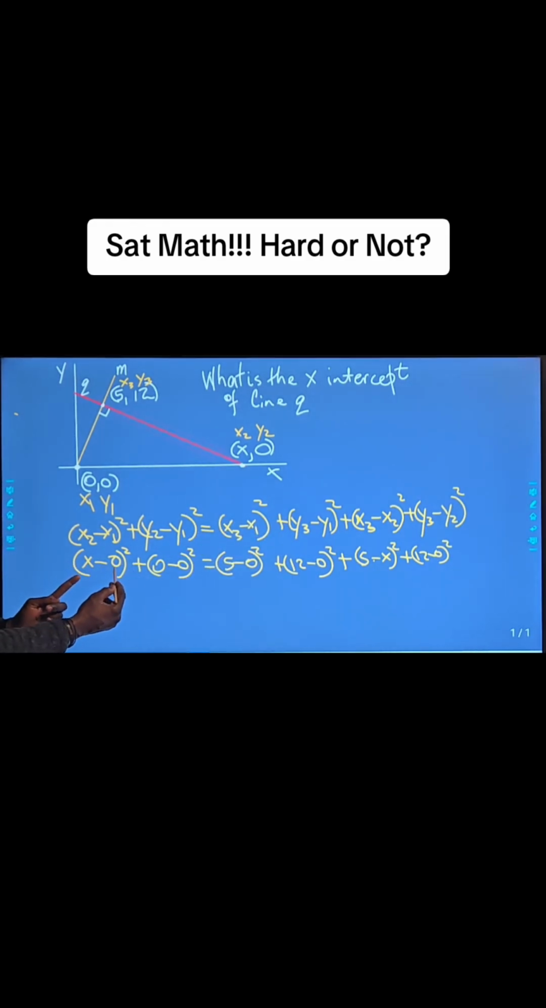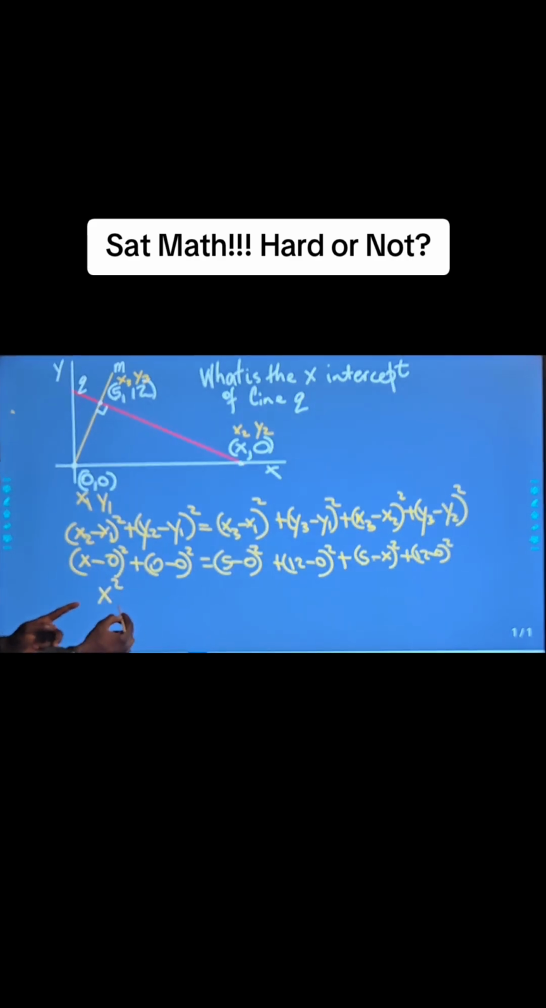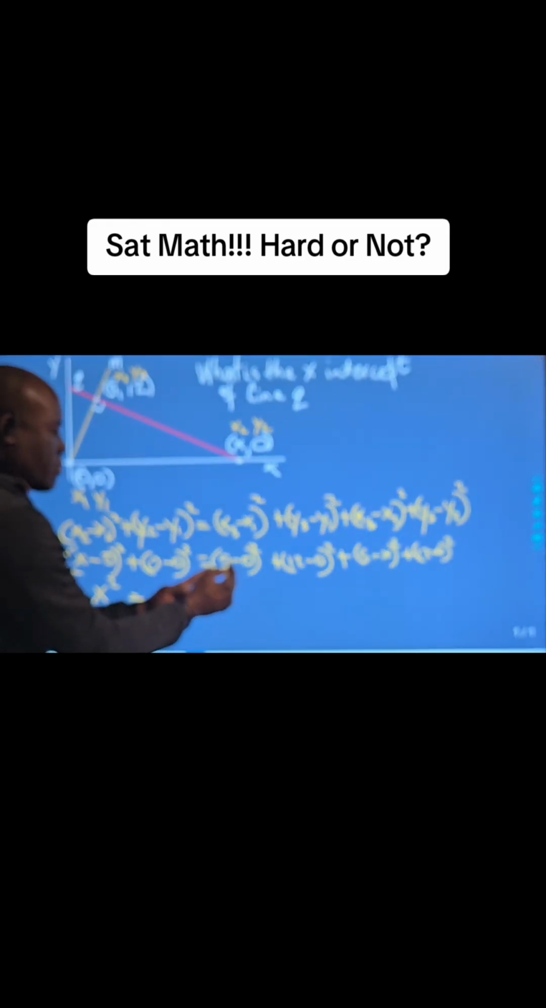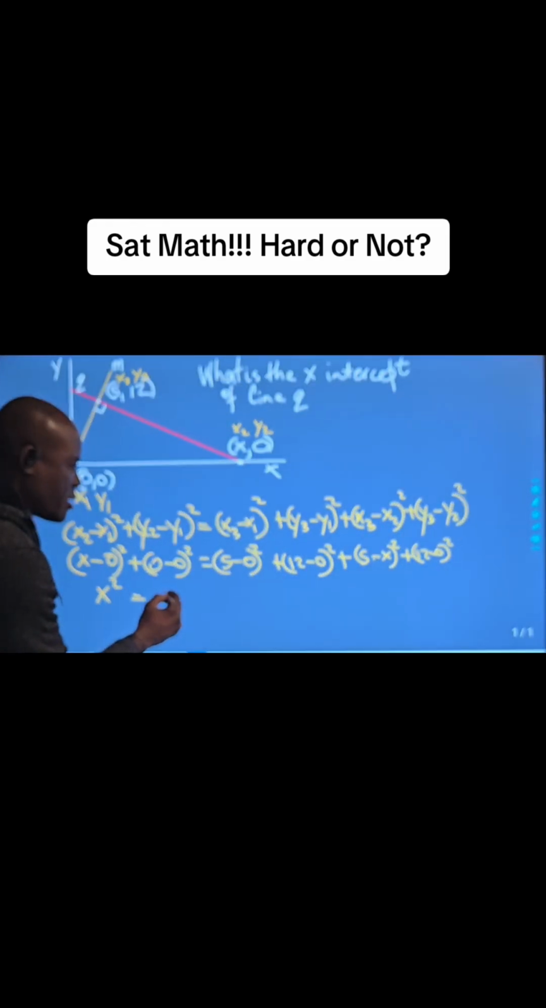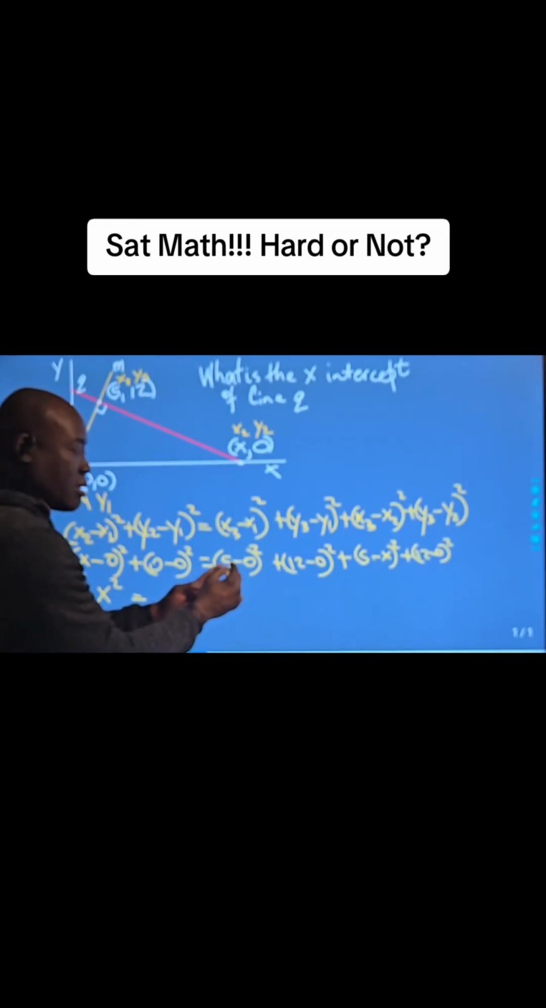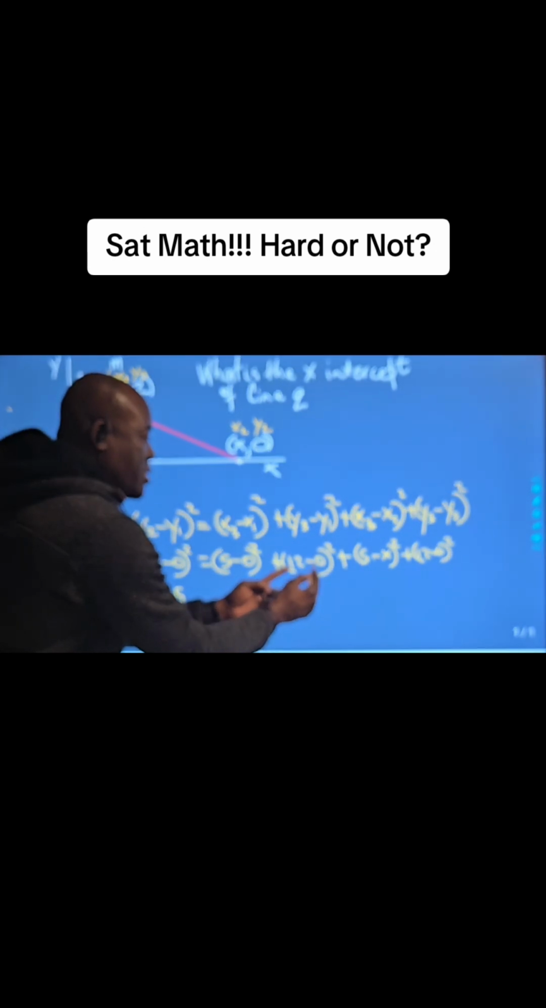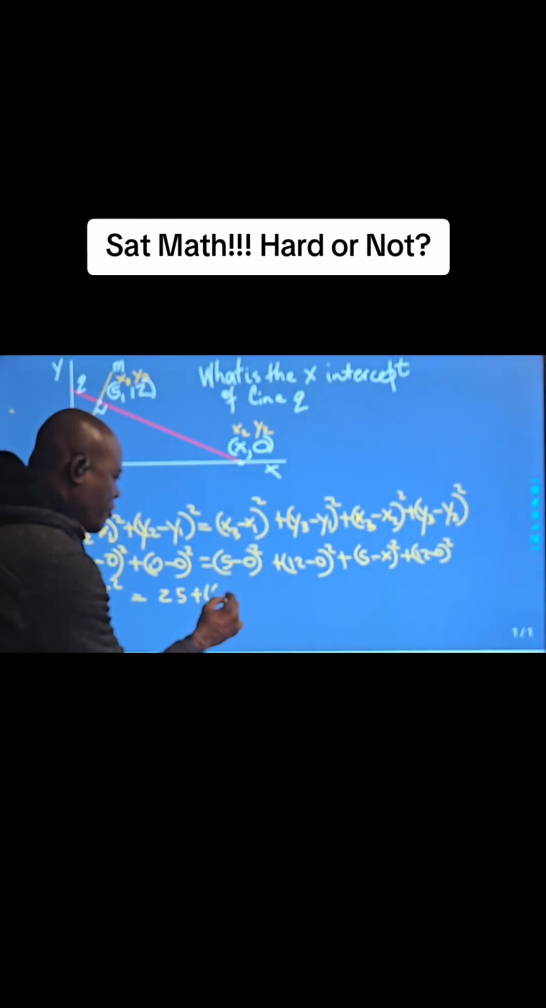x minus 0 squared, so this is just x squared. 0 minus 0 squared, that is still 0. This is equal to 5 minus 0 squared, which is going to give me 25. And this is 12 minus 0 squared, that is plus 144.